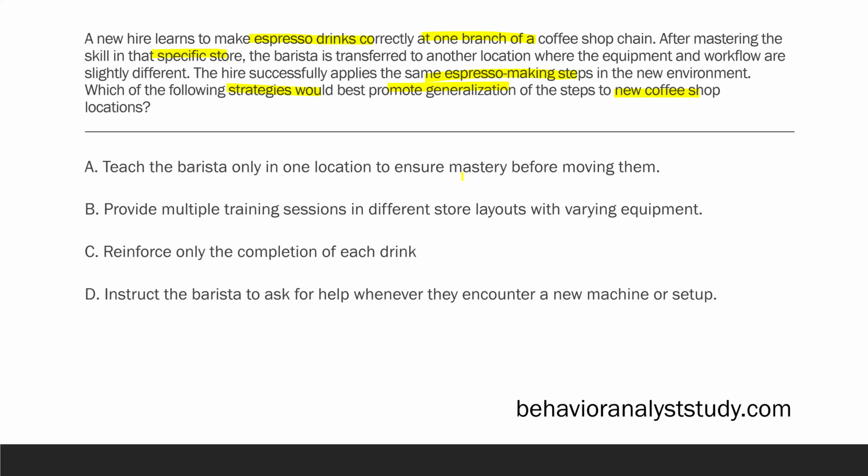C, reinforce only the completion of each drink. Well, each drink is the, let's say, terminal behavior, right? We want to look at the steps. So just reinforcing the end of each drink doesn't necessarily mean all the steps were reinforced or even correct.